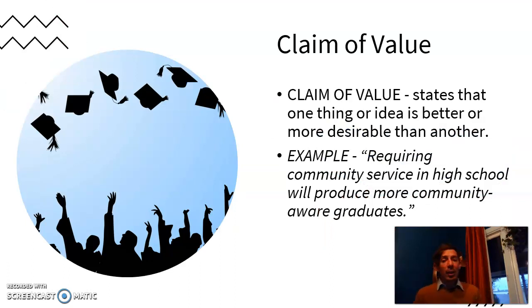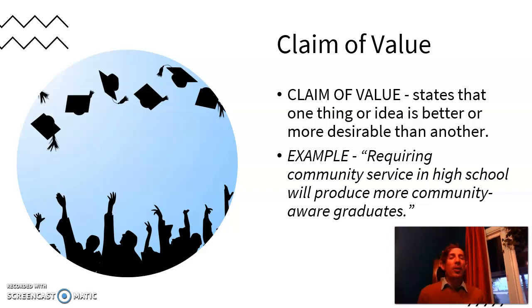The next is a claim of value. A claim of value states that one thing or idea is better or more desirable than another. Realize this: not all claims have to be a claim of fact. A claim of value says that I think one thing or idea is better than another, and I still have to argue it, so I still have to present you with reasoning and evidence. But it does not necessarily have to be factual to be persuasive. But it is always between two things. So if someone is comparing two things, you know for a fact that it's a claim of value.